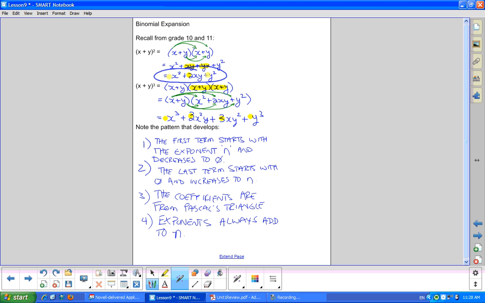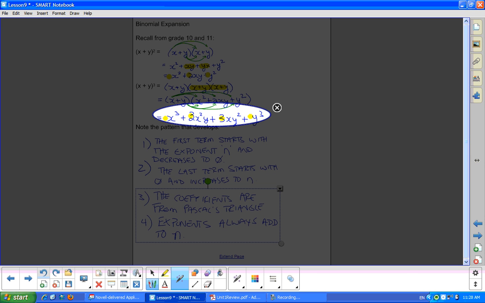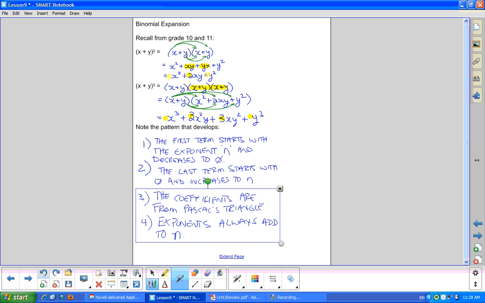And what we really want to head towards is being able to do it in one line. So I want you to be able to do this huge expansion and jump to the final answer rather than do the intermediate steps, and you're going to be able to. So there's a couple things we need to know.